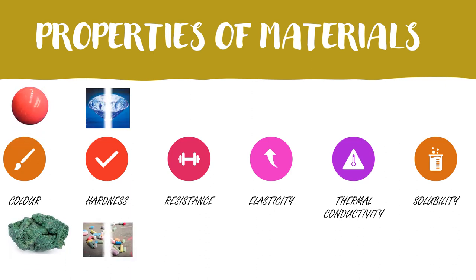Hardness. We can talk about hardness if we scratch an object. Like the diamond is hard, so we can't scratch it. We can use it to scratch other materials, so it's really hard. And the chalk is soft because it can be scratched.